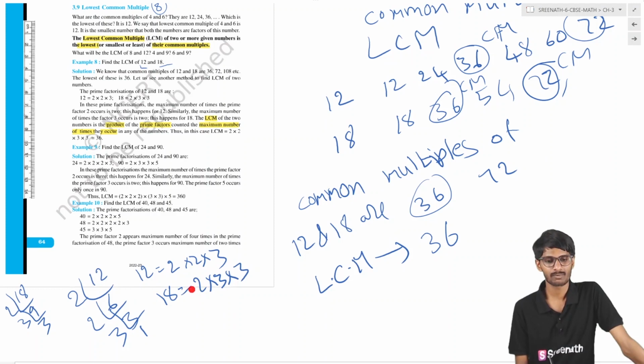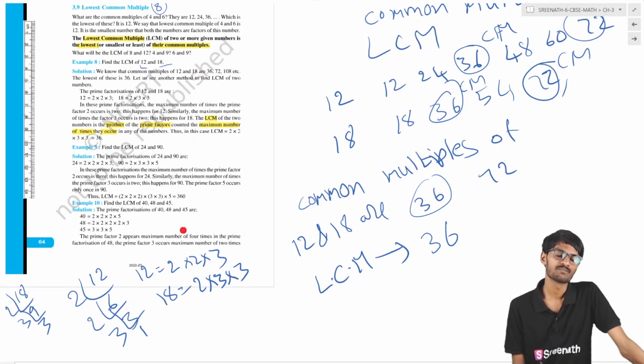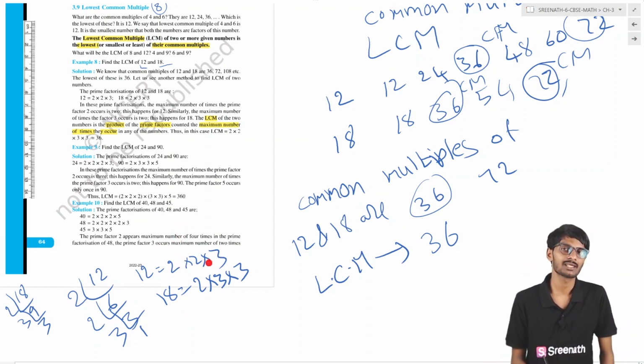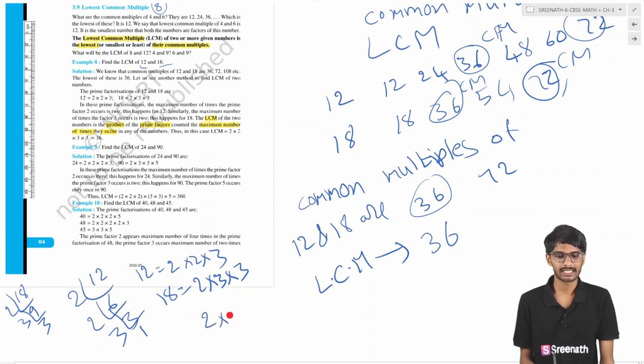So after finding the prime factorization, the way of finding the LCM is to take the maximum number of times each factor occurs. The factor 3 occurs at most 2 times. So what do you have to do? We have to find the prime factorization, and the common things are 2 and 3, which are the prime numbers here. 2 is repeated twice, so we have to take it 2 times, and 3 is repeated twice, so we take 3 twice. So this is the final LCM.